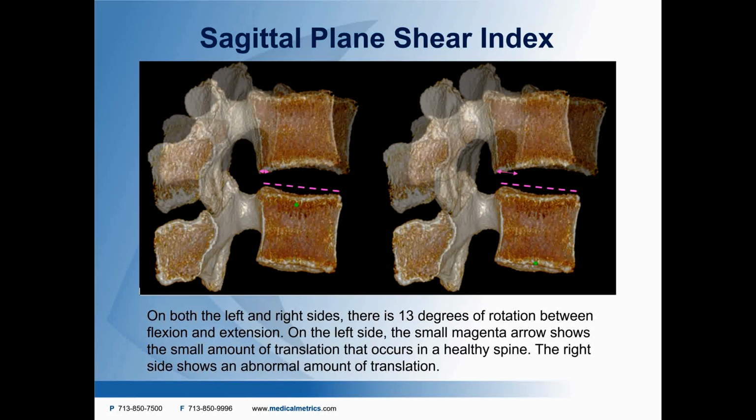On both the left and right sides, there is 13 degrees of rotation of L4 relative to L5, between flexion and extension. On the left side, the small magenta arrow shows the small amount of translation that occurs in a healthy spine. The right side shows an abnormal amount of translation.